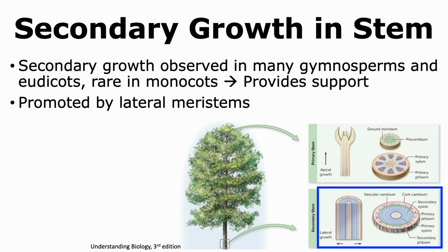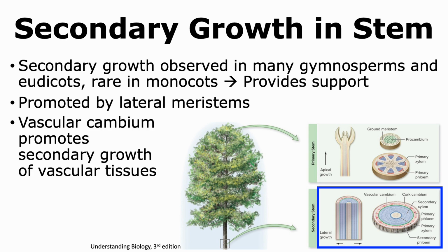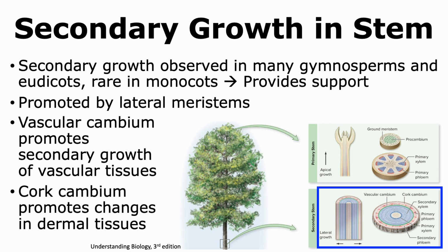Secondary growth is promoted by lateral meristems. This includes the vascular cambium that promotes the secondary growth of vascular tissues, and the cork cambium that promotes changes to the dermal tissues.